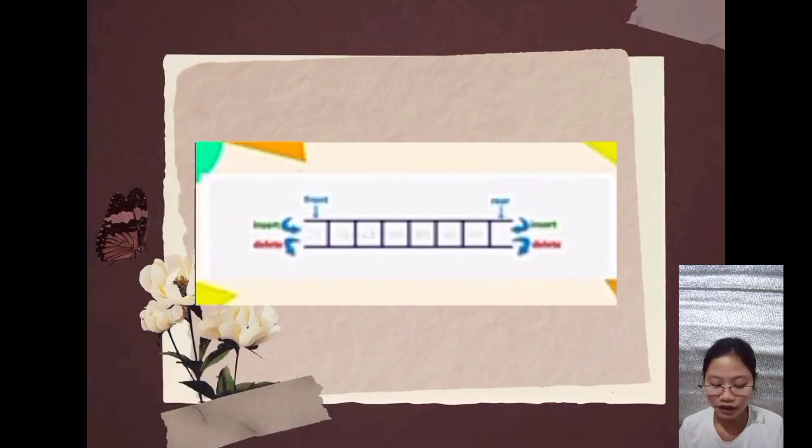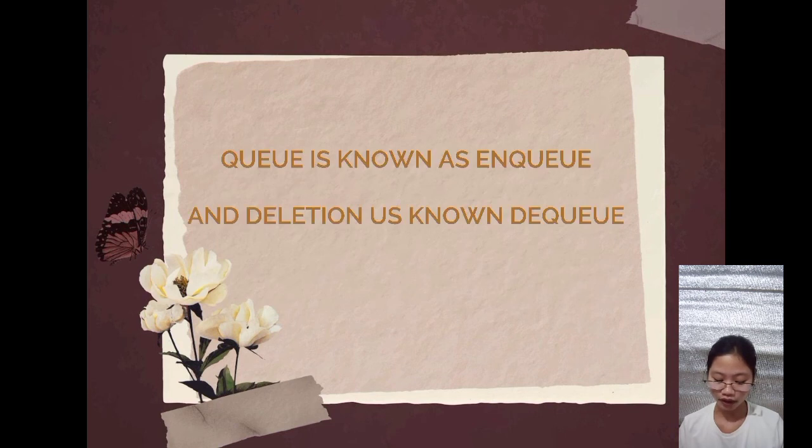Lastly, the first in line is called the front or head, and the last in line is called the tail or rear. Insertion means adding data in a queue. Insertion is also known as enqueue, and deletion is known as dequeue.